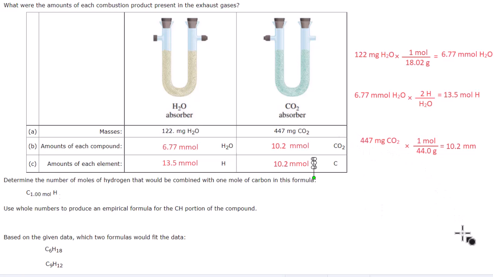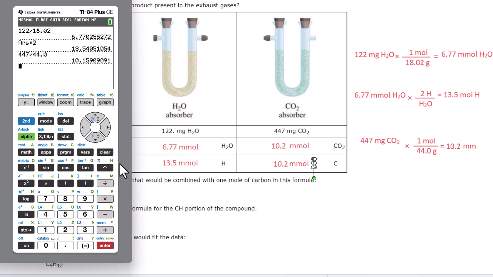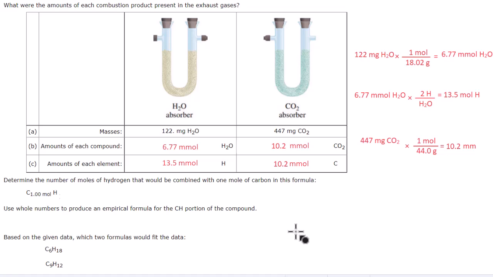I'm going to take that value, and I'm just going to store it as X, because I might want to be using that later on. In fact, indeed, I will. And that's now stored as X. I'll remember that. So we have our moles of hydrogen, H, and carbon.